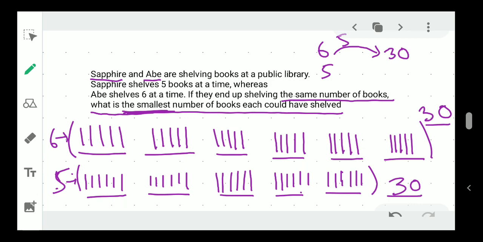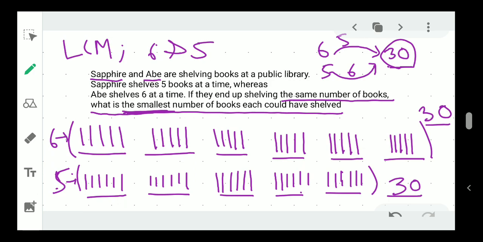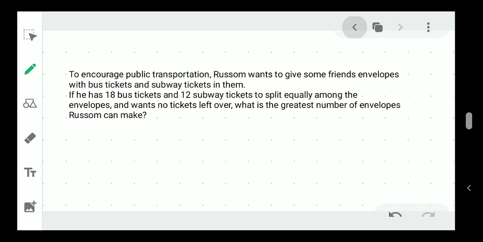Sapphire can sell 5 books at a time, so she has to do 6 times, and again the same number, 30, she will do. So ultimately this is nothing but the LCM of 6 and 5. If you do the LCM of 6 and 5, you will get 30. This is the way you will understand which math is HCF and which is LCM, because these maths are a little bit tricky. Okay, achha, so let us move to the next one.